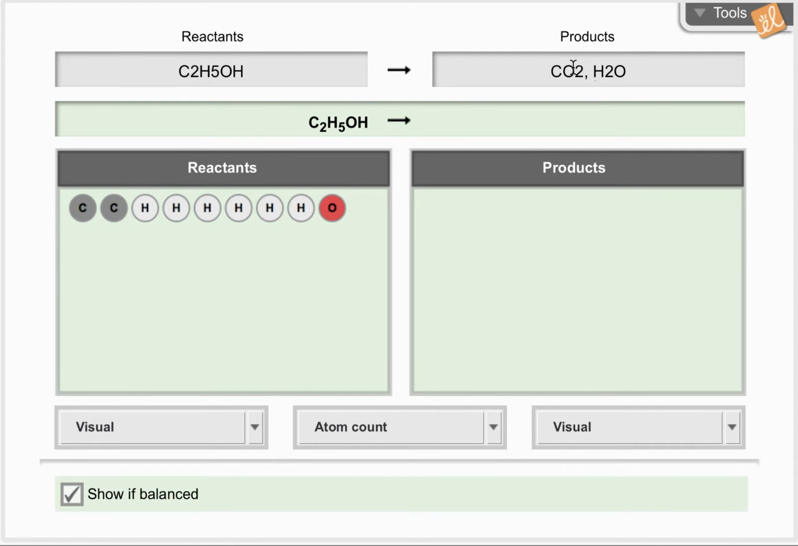And we know that because our BTB turned yellow from the CO2, and our cobalt chloride strips turned pink from the H2O. So if I put those in here, you can see now that I have some carbon, some hydrogen, some oxygen on my reactant side, and again carbon, hydrogen, and oxygen on my product side. But this equation is not balanced.